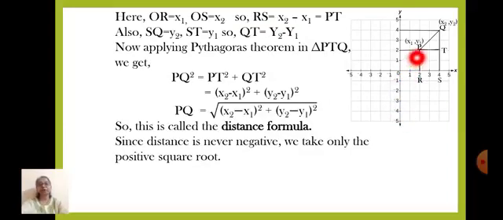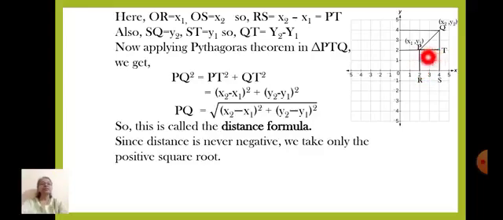Here I have taken point P. This is point Q. Point P has coordinates x1, y1. Q has coordinates x2, y2. From this point P, I have drawn a perpendicular line along the x-axis and also a perpendicular along the y-axis. Similarly, from this point Q, I have drawn perpendiculars along the x-axis and the y-axis, and you just extend these lines, so you will get this triangle PTQ, which is a right angle triangle.